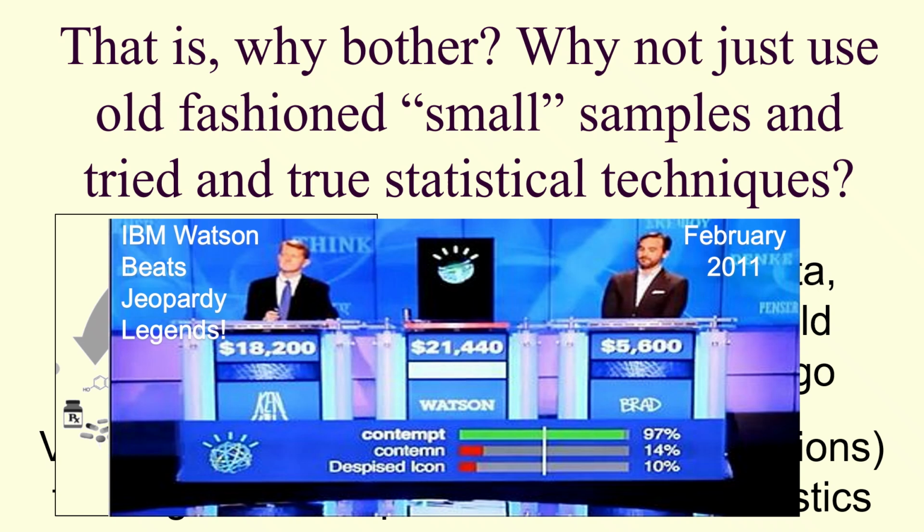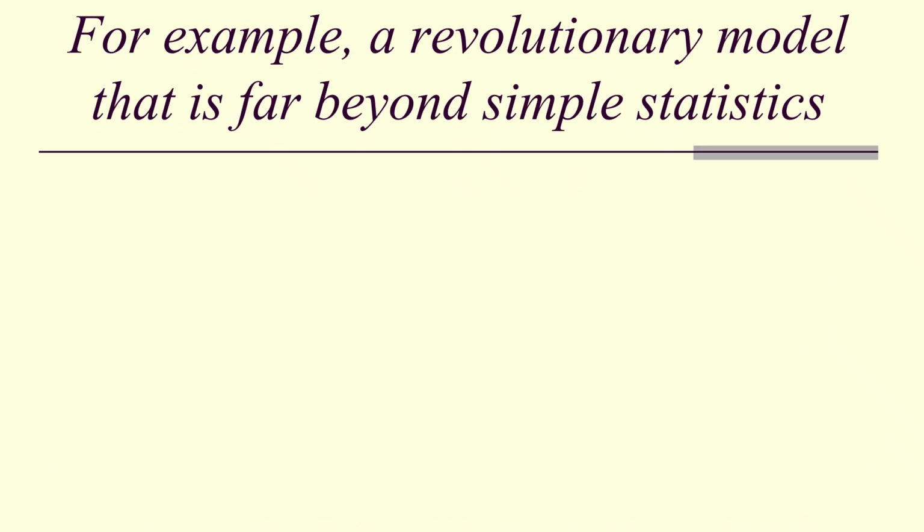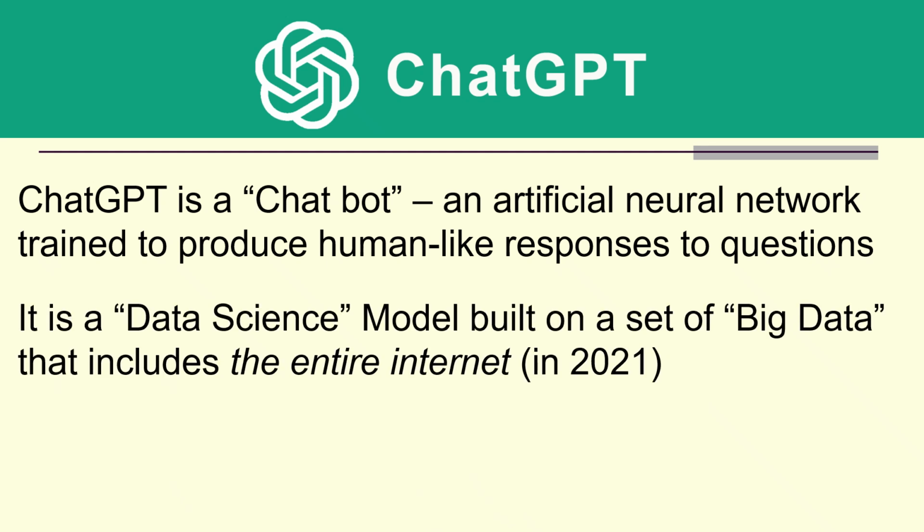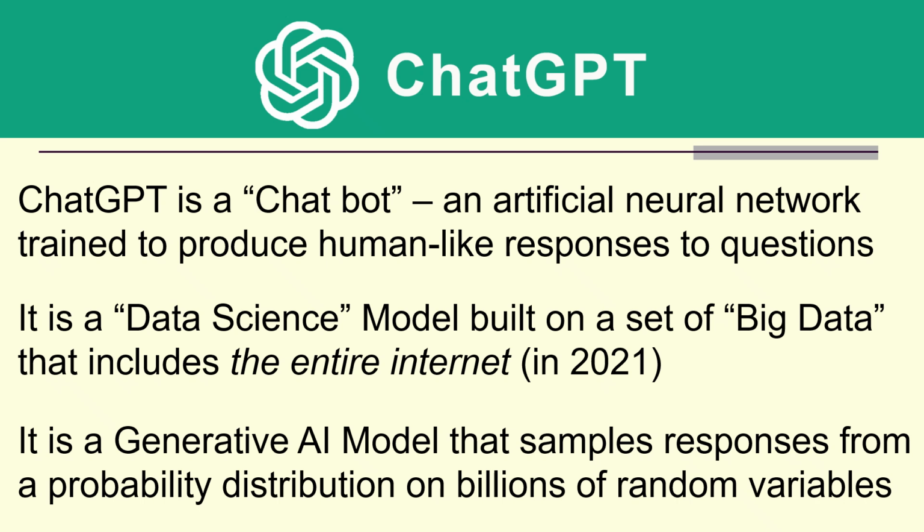IBM Watson beats the Jeopardy legends. For example, there is a revolutionary model now that's far beyond simple statistics. ChatGPT. It's a chatbot, an artificial neural network trained to produce human-like responses to questions. It is a data science model built on a set of big data that includes the entire internet as it was in 2021. It's a generative AI model that samples responses from a probability distribution on billions, probably now trillions, of random variables.